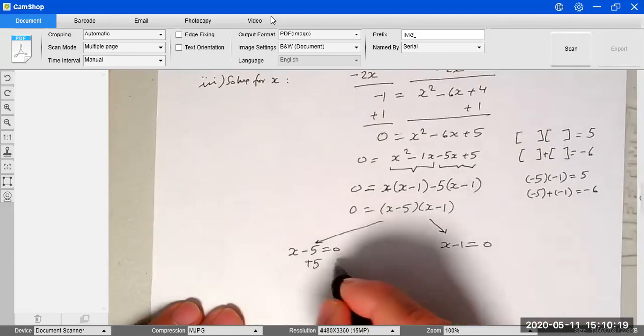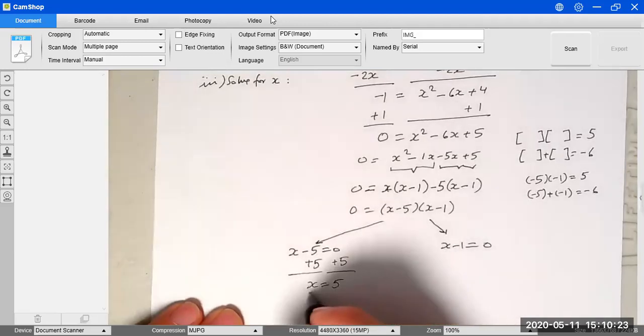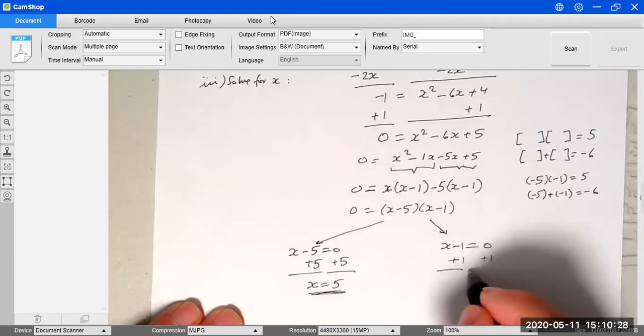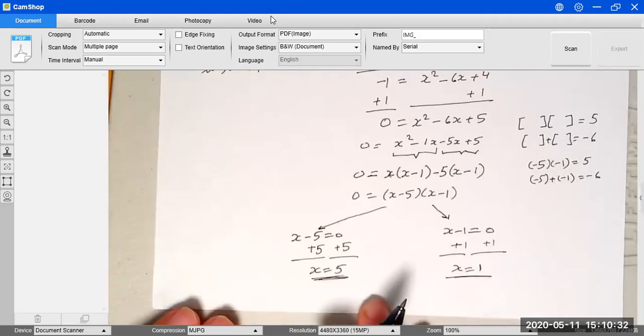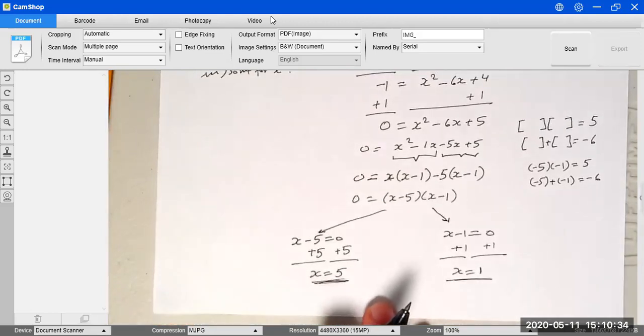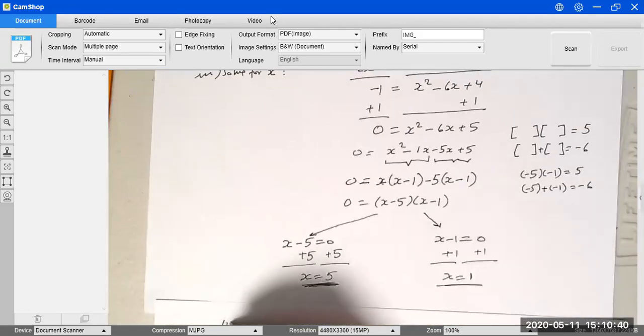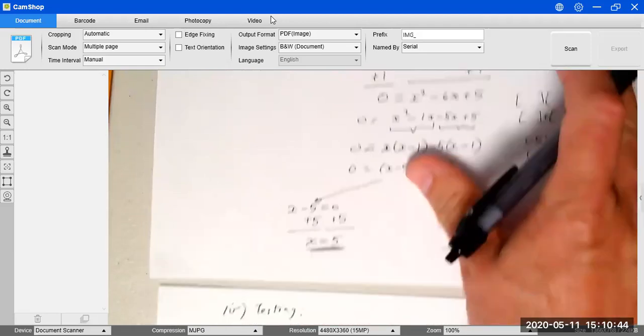So in the first case, you just add 5. So you get x equals 5. In the second case, you add 1. So you get x equals 1. So there are two solutions to test. So that's what we're going to do as our final step. So the final step is just testing the solutions.